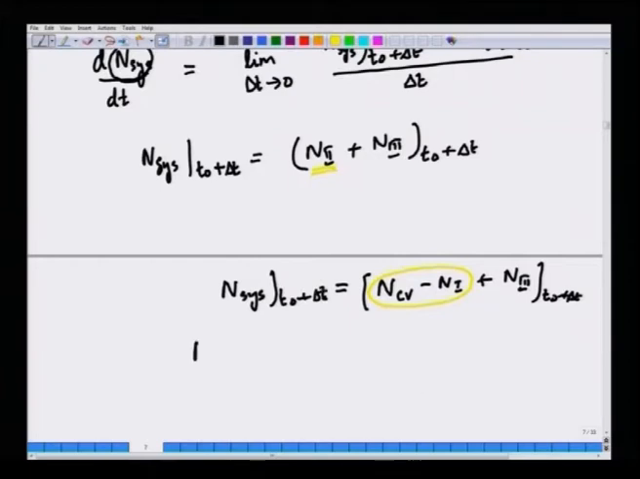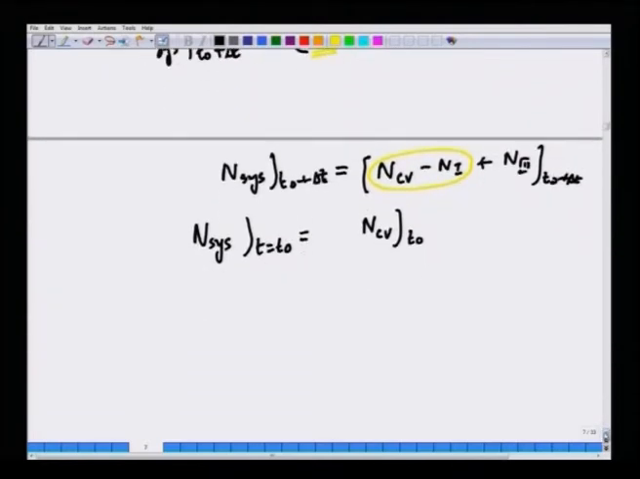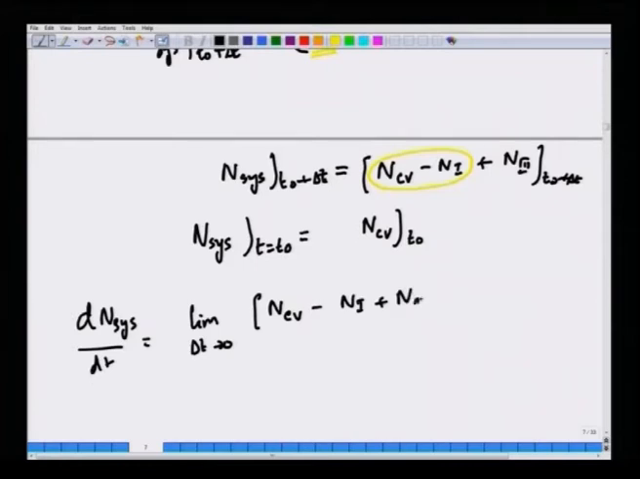And N system at time t equals t0 is simply N CV at time t0, since the system and CV are identical or coincide at the time t0. So, the rate of change of the quantity N in the system with respect to time is the limit as delta t goes to 0 of N CV minus N1 plus N3 at t0 plus delta t, minus N CV at t0, divided by delta t.